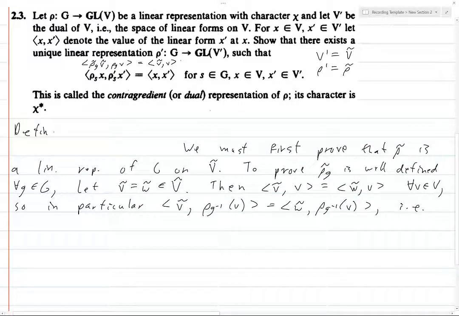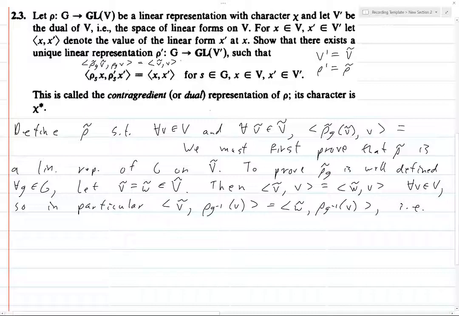So, okay, define rho tilde such that for all v in V and for all ṽ in V tilde, rho g of ṽ evaluated at v. So we want to define rho tilde by how rho tilde g of ṽ acts on capital V. We're going to define this such that this is always equal to ṽ at rho g inverse v, where rho, we know, is a linear representation.